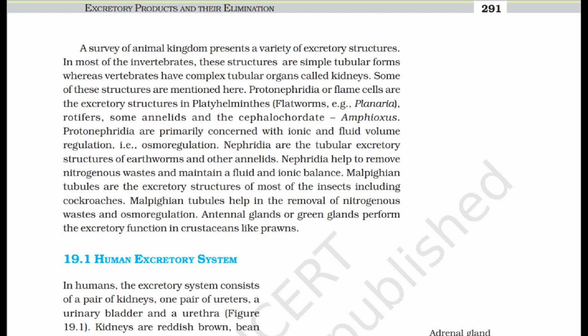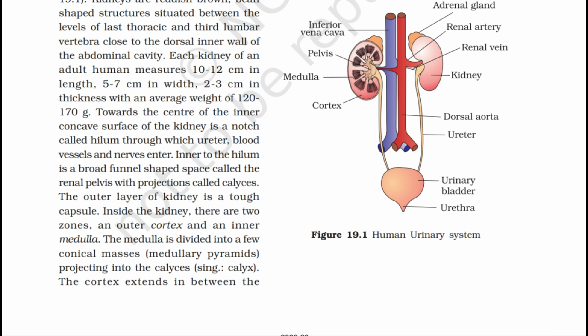Human excretory system. In humans, the excretory system consists of a pair of kidneys, one pair of ureters, a urinary bladder and a urethra. Kidneys are reddish-brown, bean-shaped structures situated between the levels of the last thoracic and third lumbar vertebra close to the dorsal inner wall of the abdominal cavity. Each kidney of an adult human measures 10 to 12 cm in length, 5 to 7 cm in width, 2 to 3 cm in thickness with an average weight of 120 to 170 g.